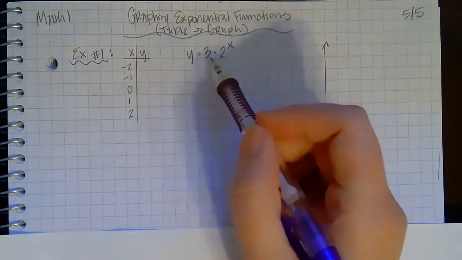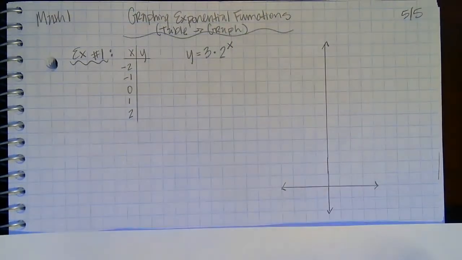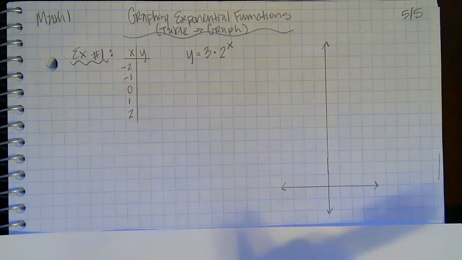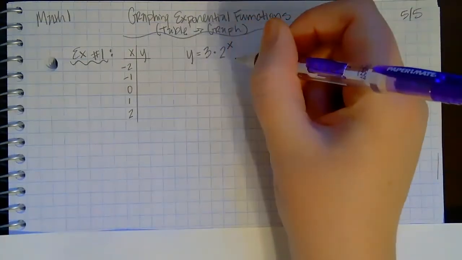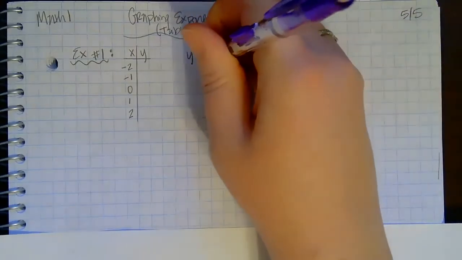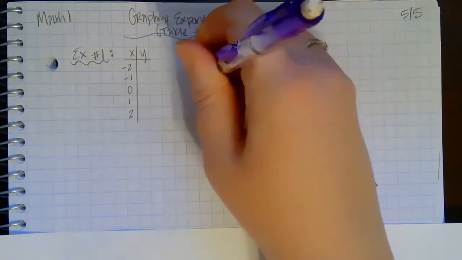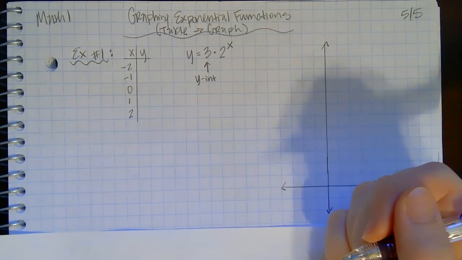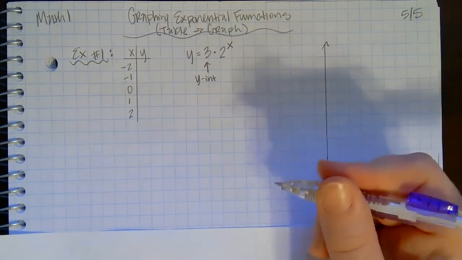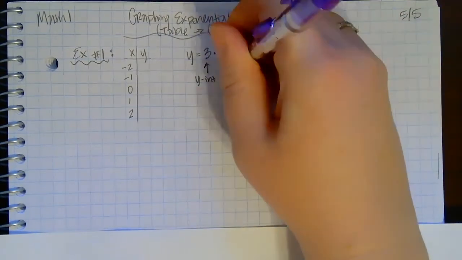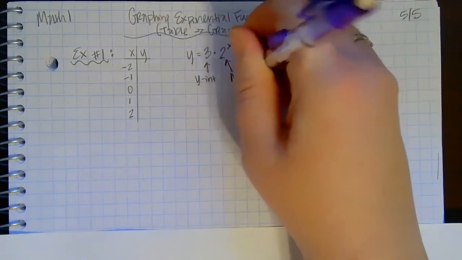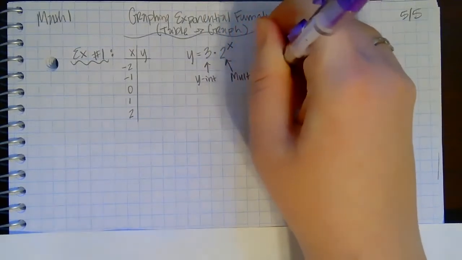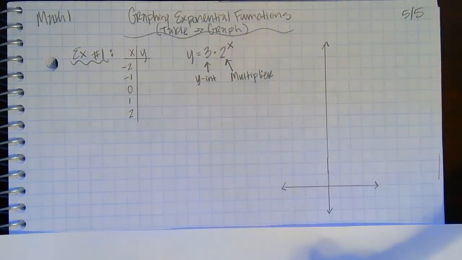So I have y equals 3 times 2 to the x. Now, before I get into any of the graphing, what I want to do first is remind ourselves what these numbers mean, okay? So remember that this one is my y-intercept or my starting value. That's what it starts with at 0. That's my 0 term. And then remember this one is the multiplier, okay? So I want to keep those in mind as we're working here.